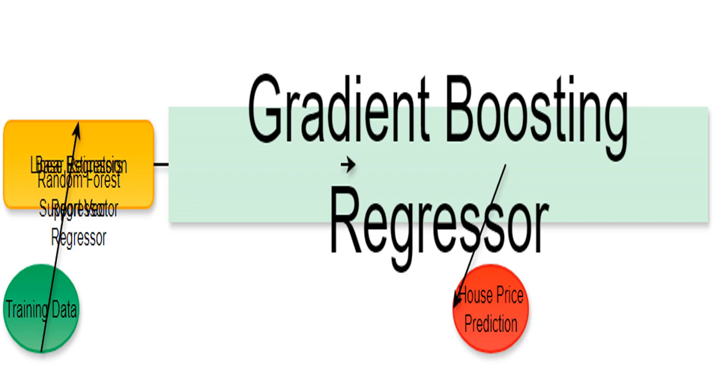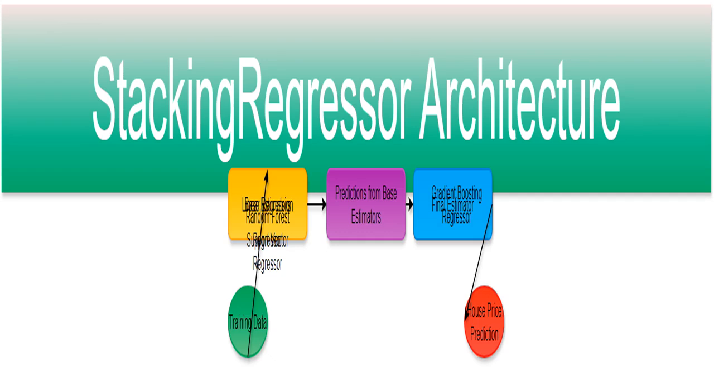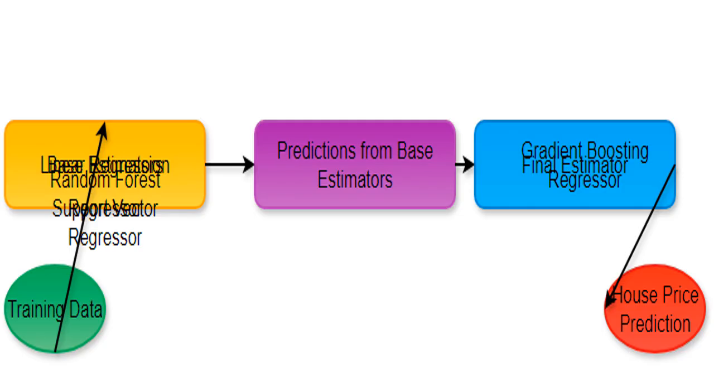Pretty clever, huh? These are the three individual models that we train independently. Their predictions are the things we feed to our final estimator. This is the overall structure. We have the base estimators, like linear regression, random forest, and support vector, each making their own prediction. Then, the final estimator, gradient boosting in our case, learns from those predictions. Think of this as a team of experts working together.